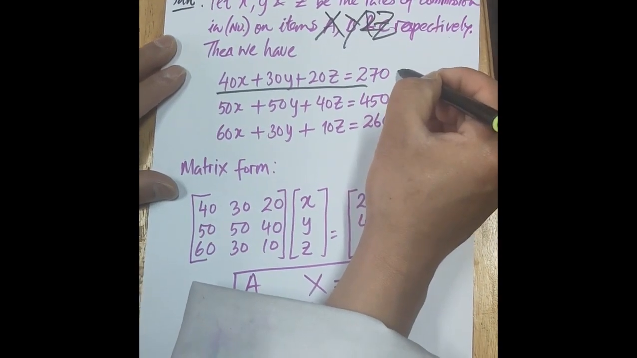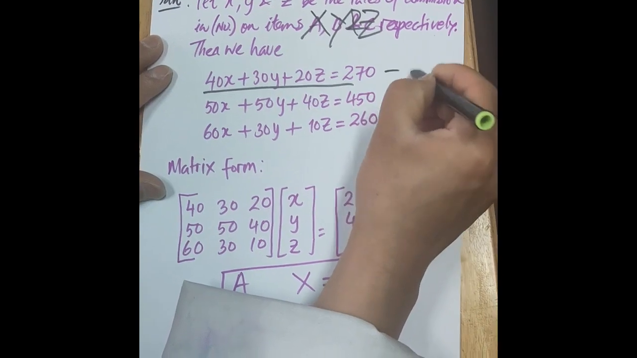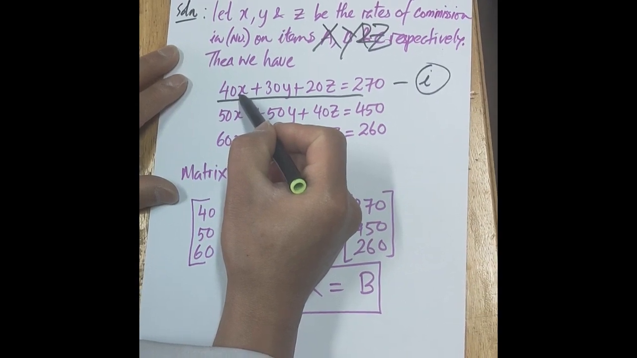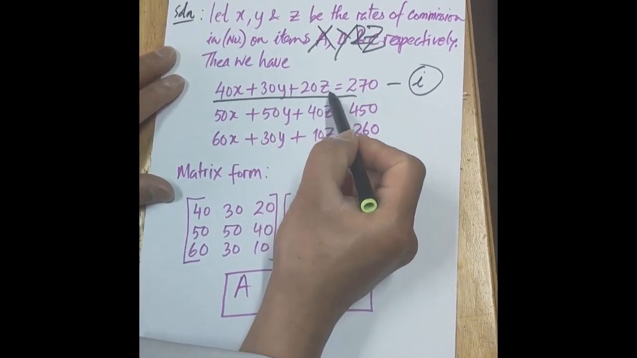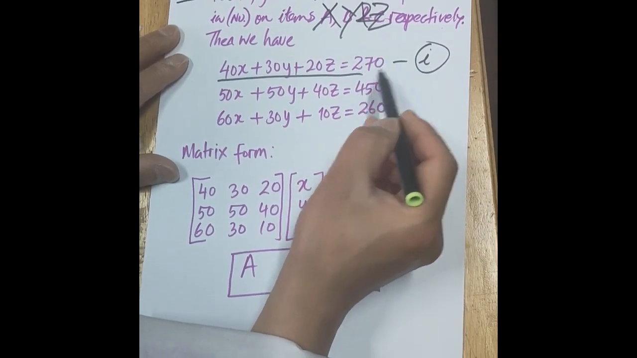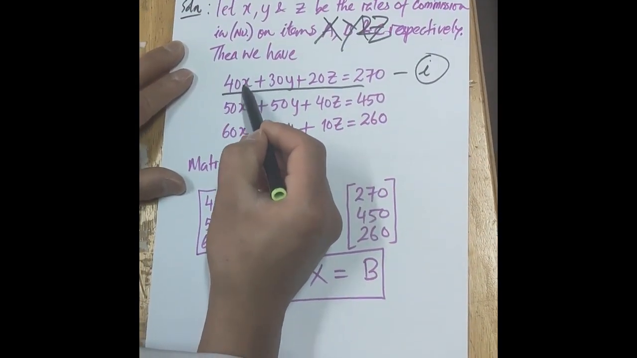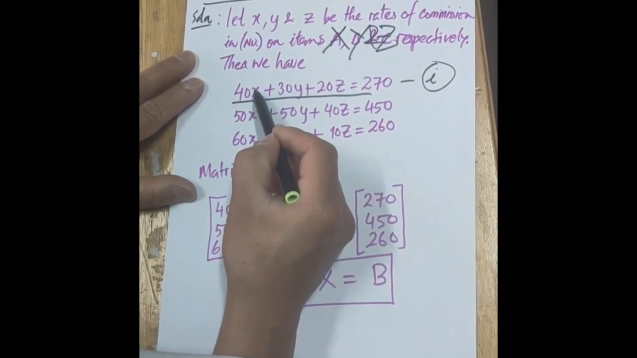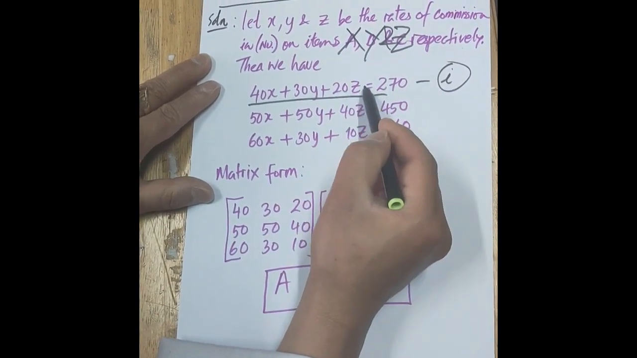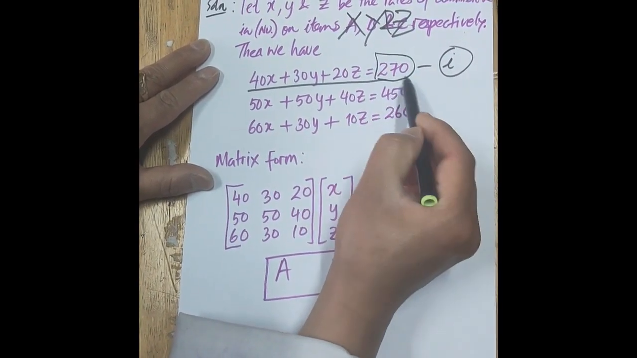For example, from the first row of the table, you can obtain equation number 1: 40x plus 30y plus 20z equals 270. What does it mean? 40 is the rate of commission for X, and 30 for Y and 20 for Z. If you add up, the total amount of commission should come up to 270.